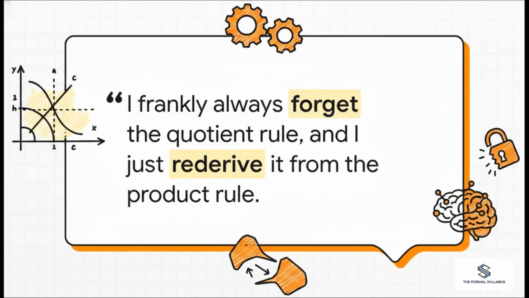This brilliantly illustrates our whole philosophy today, perfectly summed up by this quote from secant: "I frankly always forget the quotient rule, and I just rederive it from the product rule." See, understanding the underlying structure is always better than blind memorization.